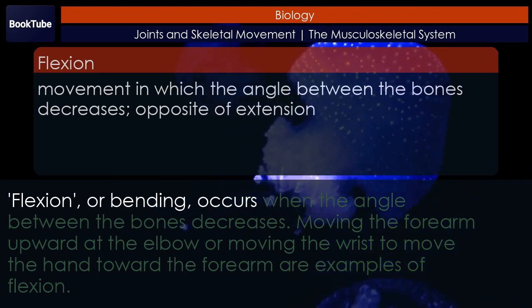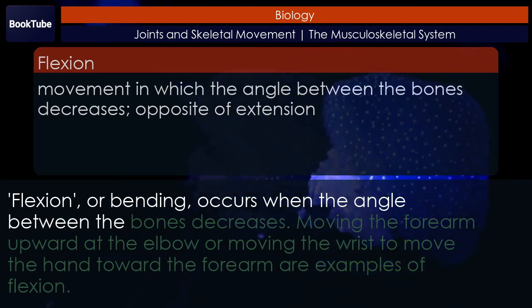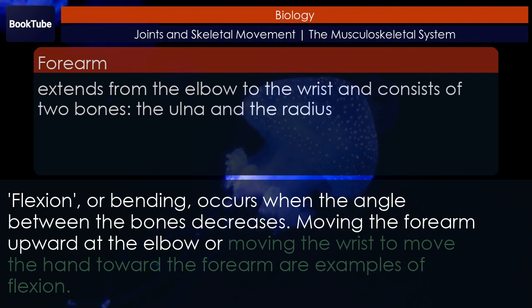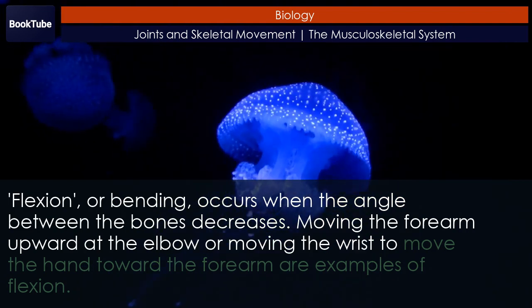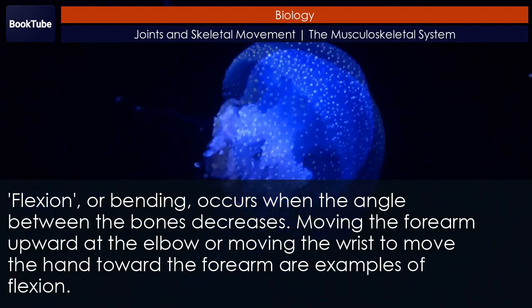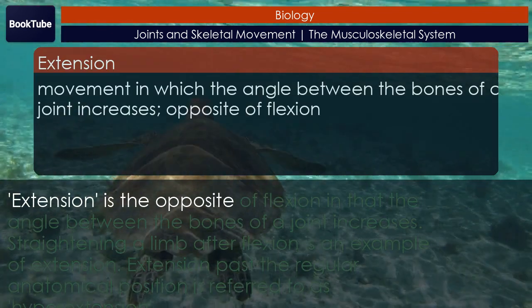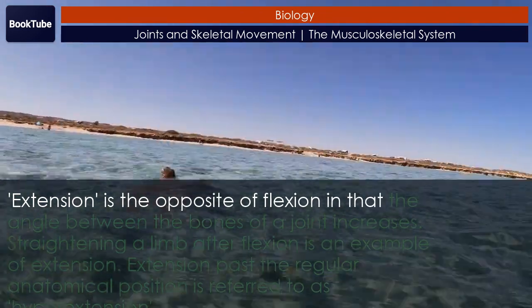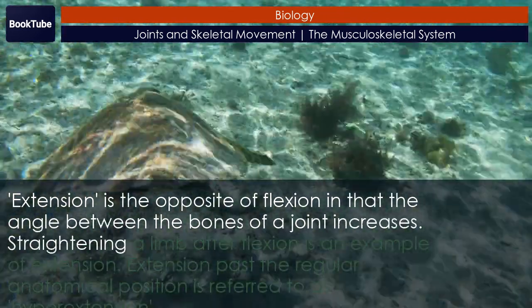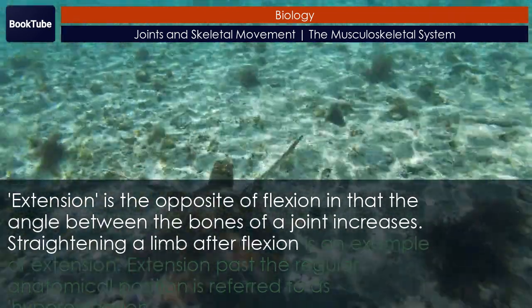Flexion, or bending, occurs when the angle between the bones decreases. Moving the forearm upward at the elbow or moving the wrist to move the hand toward the forearm are examples of flexion. Extension is the opposite of flexion in that the angle between the bones of a joint increases. Straightening a limb after flexion is an example of extension.